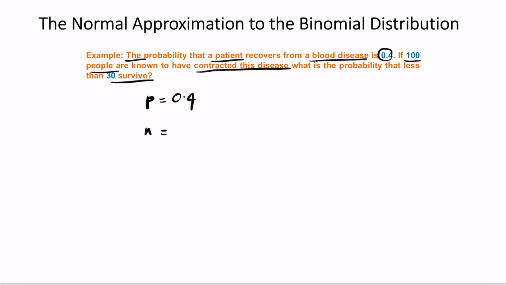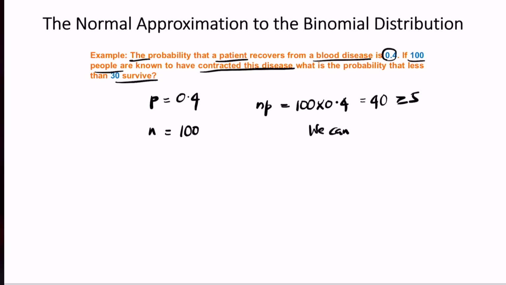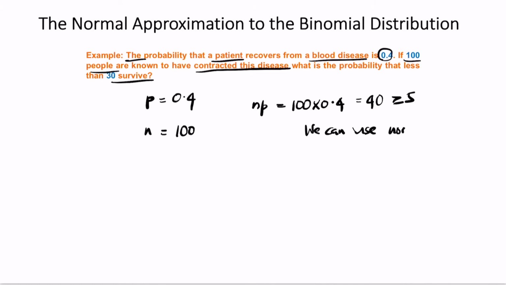n here is 100. So how do we know whether the approximation works or not? Find np. np is 100 times 0.4, which is 40, which is greater than or equal to 5. So which means that we can use normal approximation.